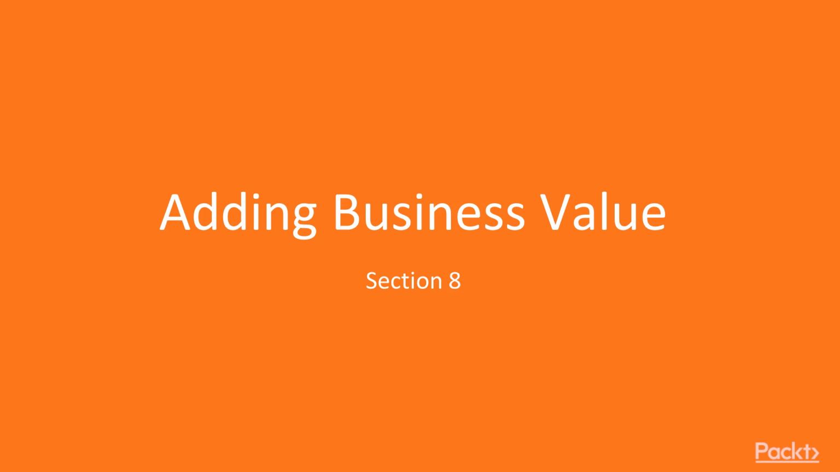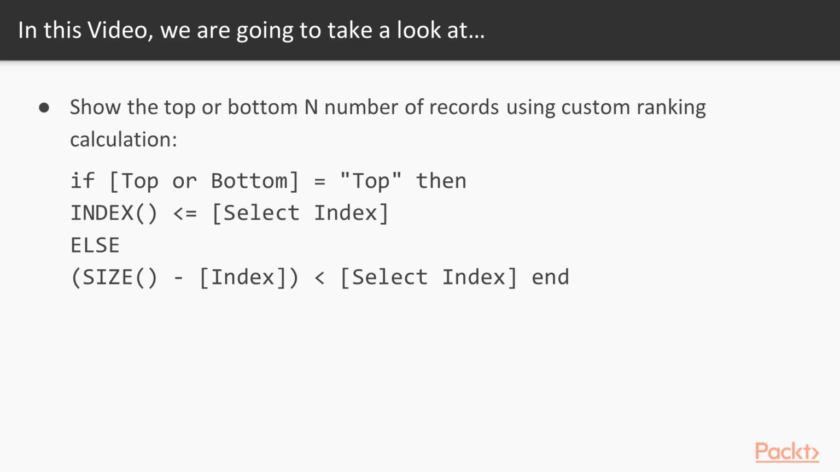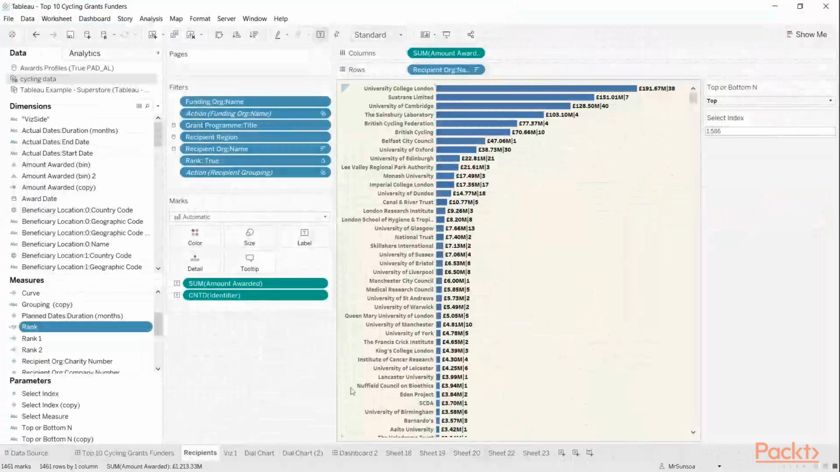Adding business value. In video 1, we'll look at the top and bottom n. This is to show the top or bottom number of records using a custom ranking calculation. And here's the calculation.